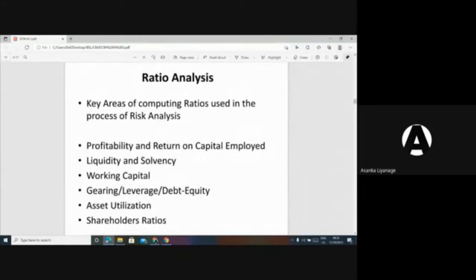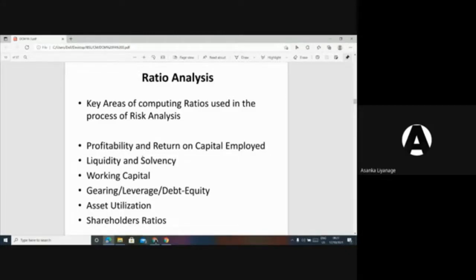Right. Ratios. Key areas of computing ratios used in the process of risk analysis. These are the key areas under which you calculate your ratios. First one, you have to calculate ratios relating to profitability, right? Whether this company has a profit or not, you have to calculate the set of ratios relating to profitability. And you have to address liquidity and solvency using a set of ratios. We have a few ratios leading up to the calculation of the sound liquidity and solvency of that particular company. Using those ratios, you can give some remarks on the liquidity and solvency.